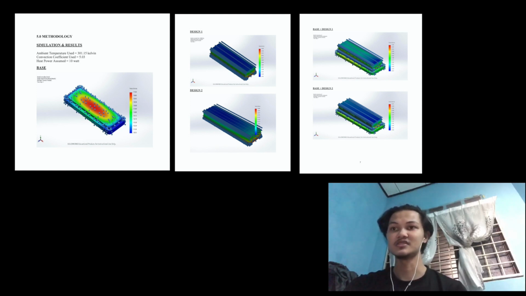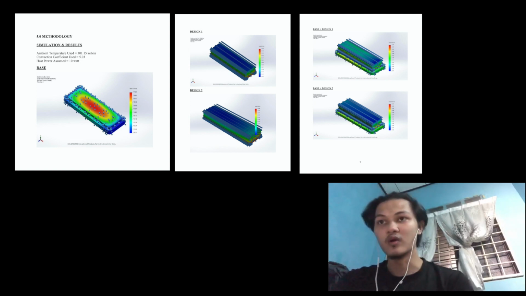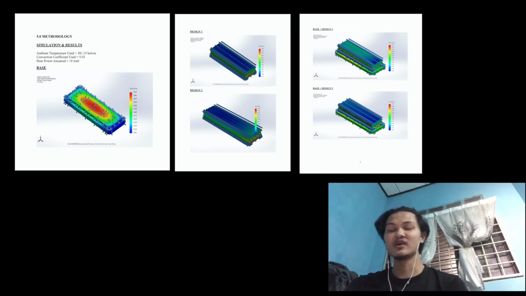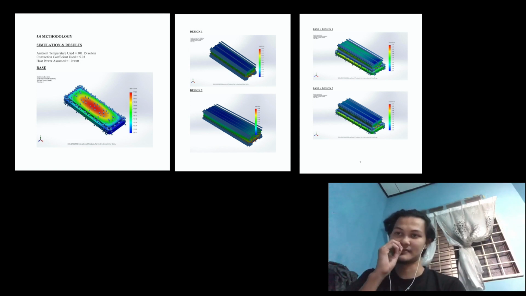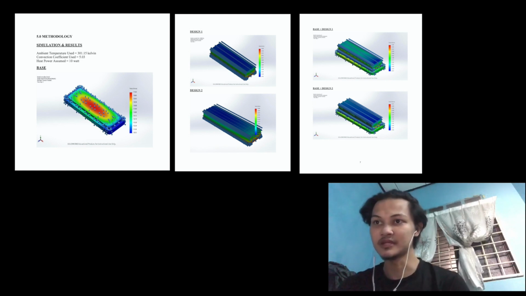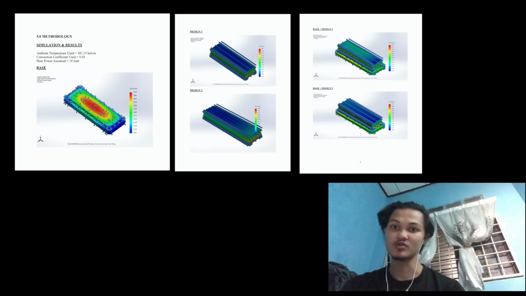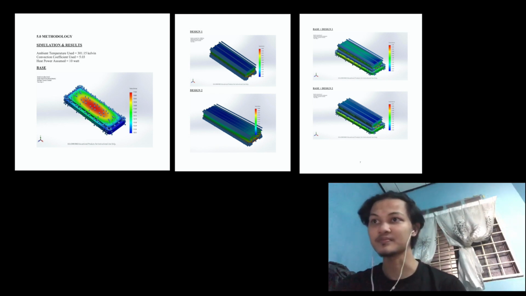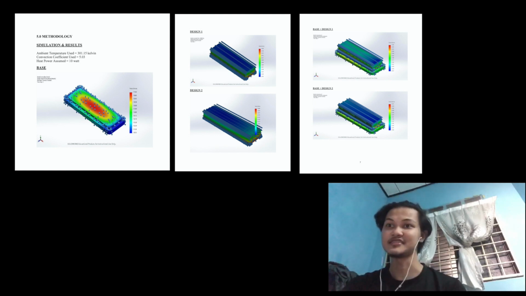Okay, first we can see the base that we create, sizing 120 times 60 times 40 mm. Okay, the minimum temperature for the simulation base we can get is 120.32 degrees Celsius, and the maximum we can get is 131.84 degrees Celsius. Okay, we go to the design 1.